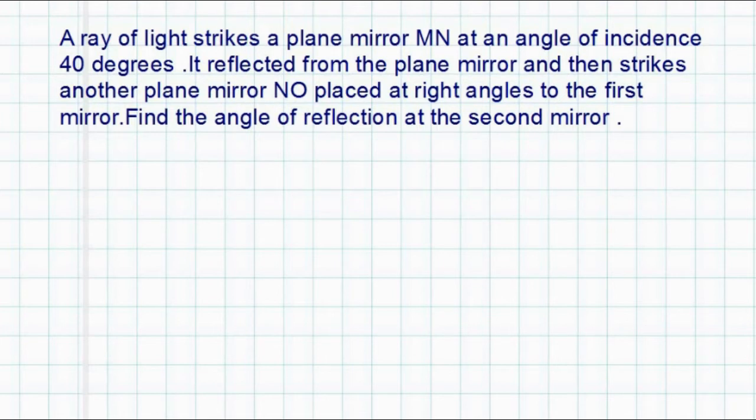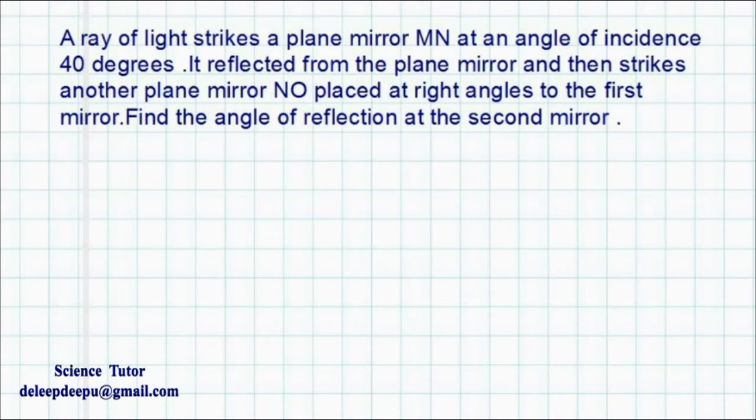A ray of light strikes a plane mirror MN at an angle of incidence 40 degrees. It is reflected from the plane mirror and strikes another plane mirror NO, placed at right angles to the first mirror. Find the angle of reflection at the second mirror.